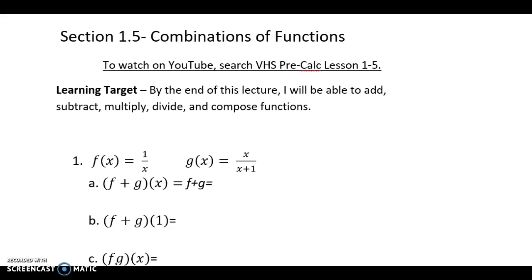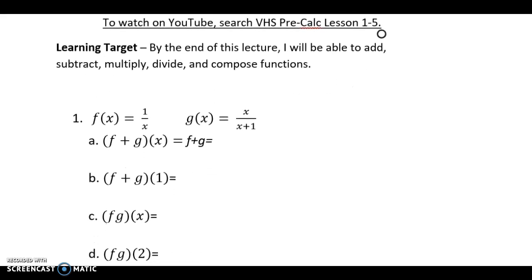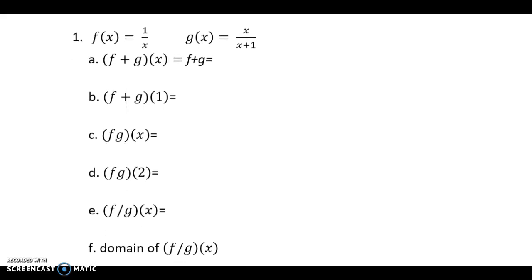Today we are going to do section 1.5, combinations of functions. By the end of this, we'll be able to add, subtract, multiply, divide, and do compositions of functions. Our very first one: we're given f of x as 1 over x and g of x is x over x plus 1. These are two functions. We're going to do some basic operations to them.